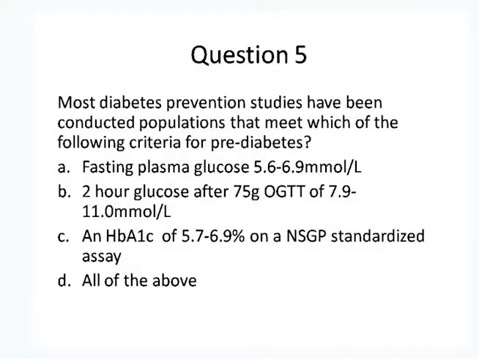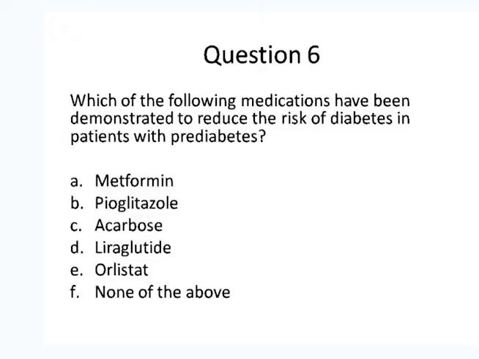Question 5. Most diabetes prevention studies have been conducted in populations that meet which of the following criteria for prediabetes? Fasting glucose 5.6 to 6.9. Okay, good. 2 hour after 75 gram. A1C between 5.7 and 6.9. All of the above.